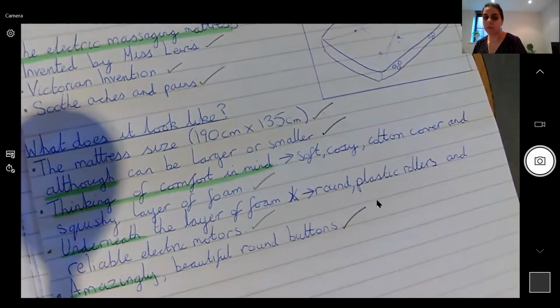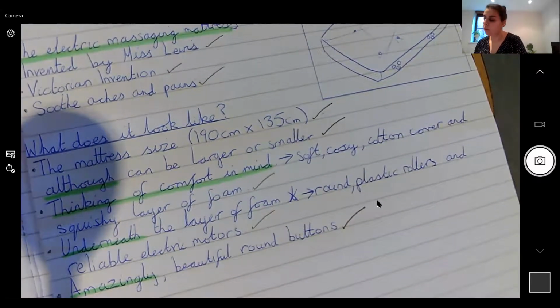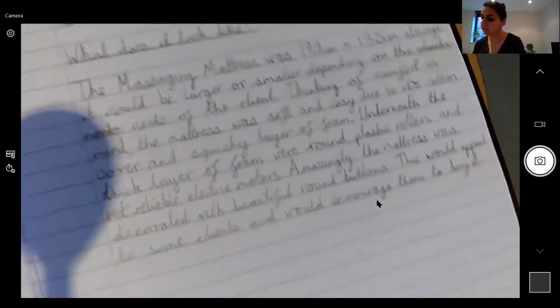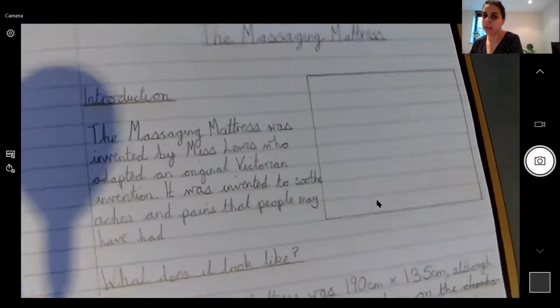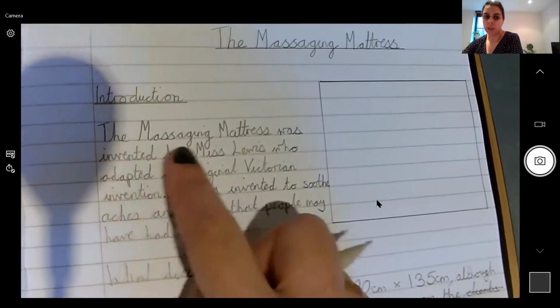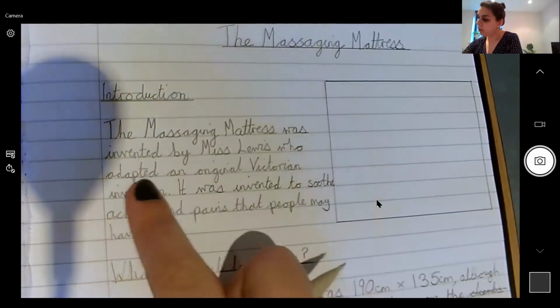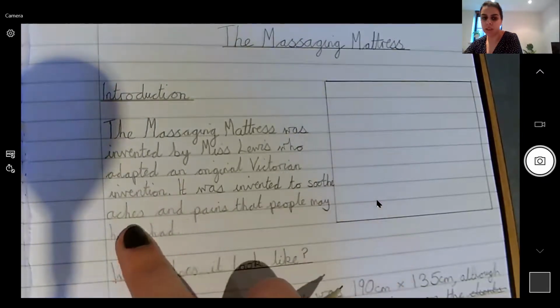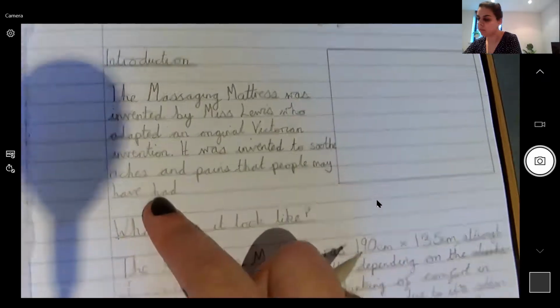Of course, you've also got the other paragraphs to do. For example, what was it for? Did you know? The extra information, you've got those paragraphs as well to do. I'm just going to read through mine just to check it. So I've got my heading at the top, my title. Introduction. The massaging mattress was invented by Miss Lewis, who adapted an original Victorian invention. Full stop. It was invented to soothe aches and pains that people may have had.